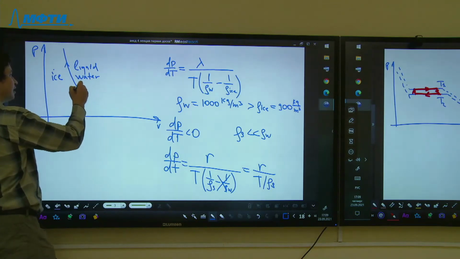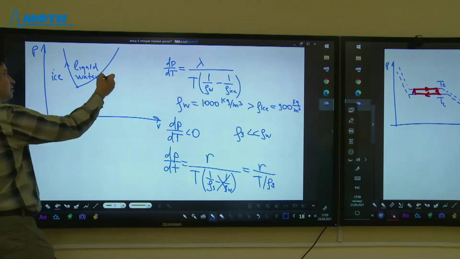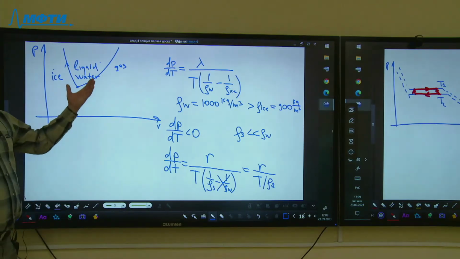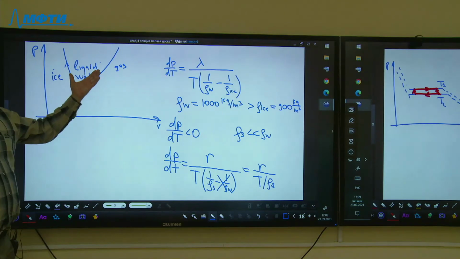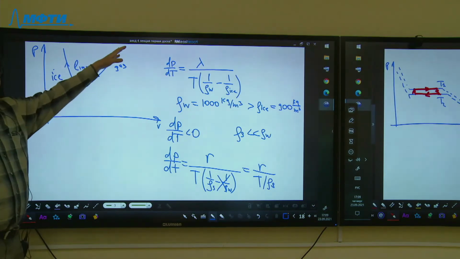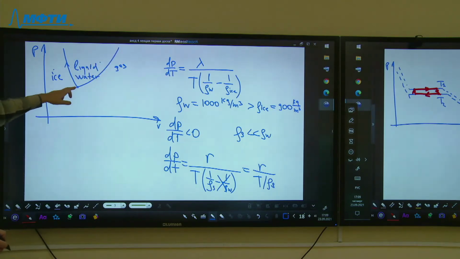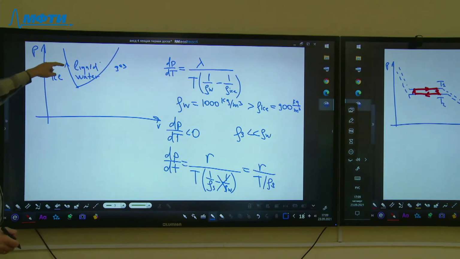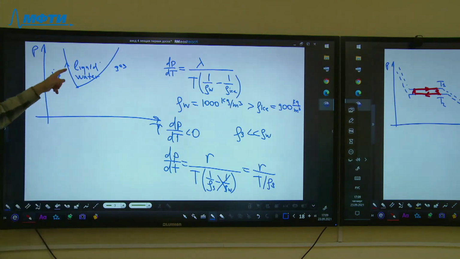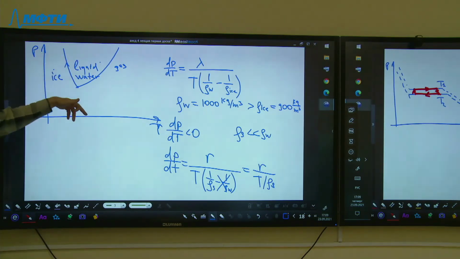That's why when I start at the triple point and consider liquid to gas transitions, the saturated vapor pressure grows as I increase the temperature. At the same time, as I increase the pressure, the temperature of phase transition between a liquid and ice actually decreases.